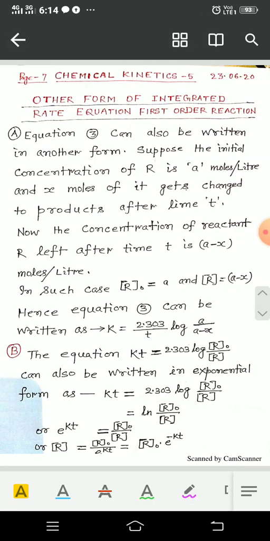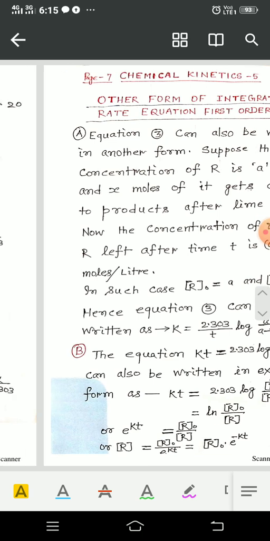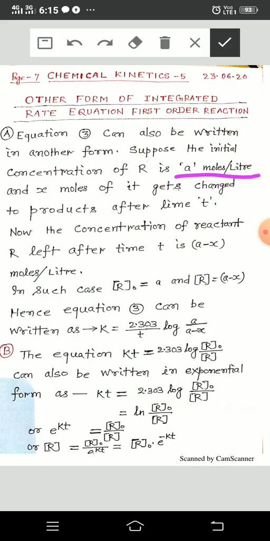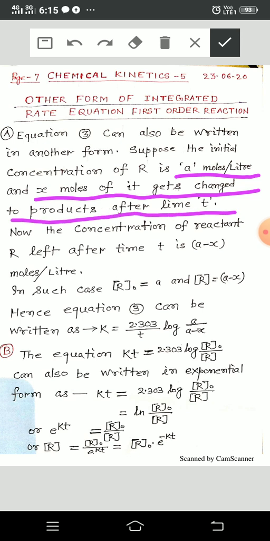First form. Equation 3 can also be written in another form. Suppose the initial concentration of R is a moles per liter and x moles of it gets changed to products after time t. Now the concentration of reactant R left after time t will become what? a minus x moles per liter.